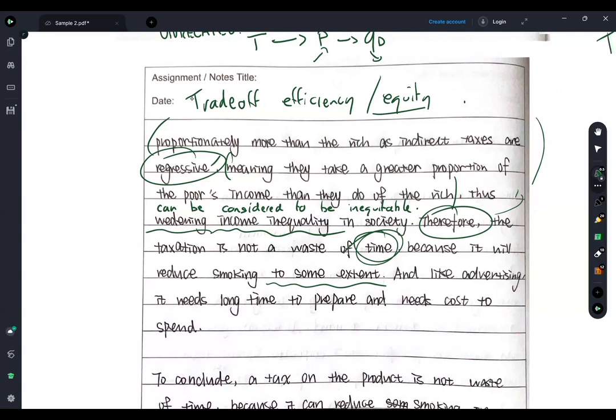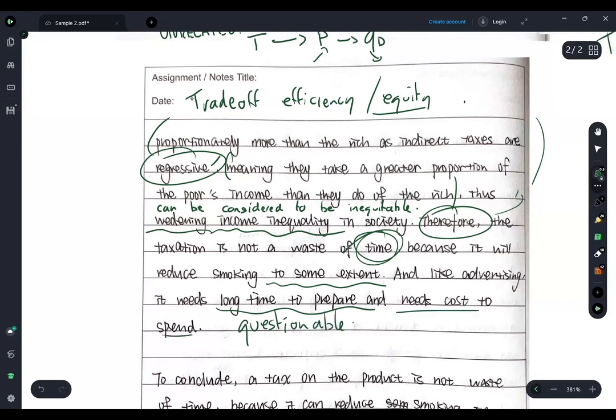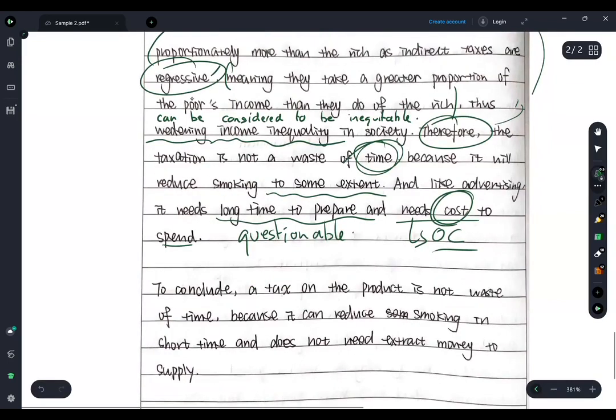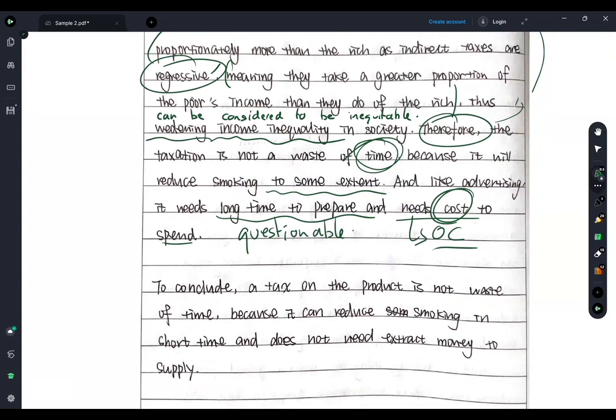"And like advertising, it needs long time to prepare and needs cost to spend." Okay, yes, long time to prepare. It's actually questionable. You don't need 10 years to prepare an advertisement, so it's relative. And "it's cost to spend". Yes, okay, so you could definitely talk about the opportunity cost of an advertisement campaign, just to use another keyword rather than just saying cost. It would have been the opportunity to talk about the opportunity cost, just to demonstrate knowledge and understanding.